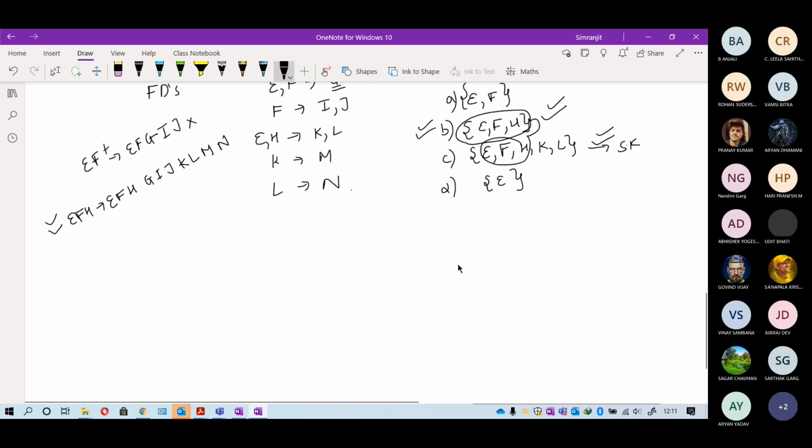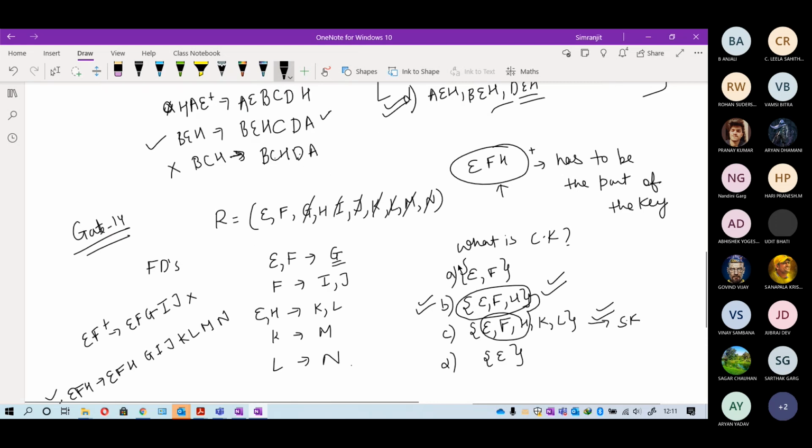Similarly, if you take a look at this GATE 14 question again, it can be solved in 1 or 2 seconds. Okay, so E, F, H has to be a part of the key. So the confusion will be between these two options. Okay, so just take the closure of it. It will hardly take 30 seconds. You can easily solve it.